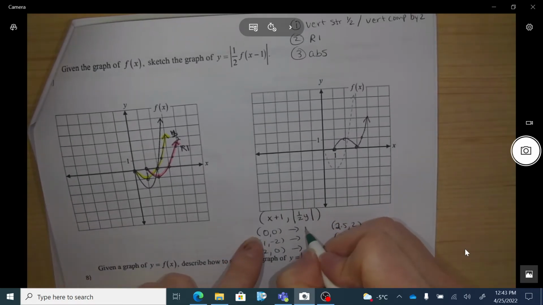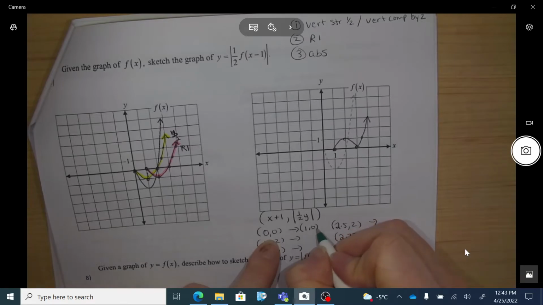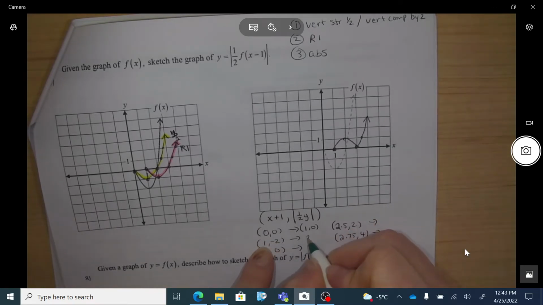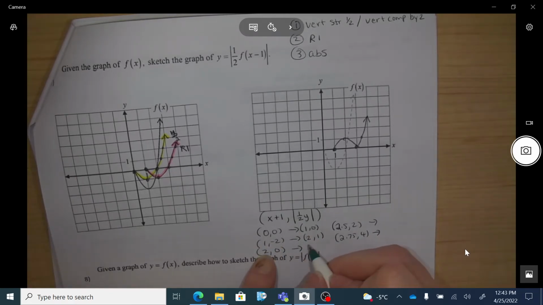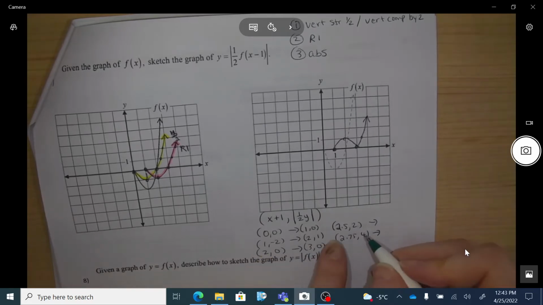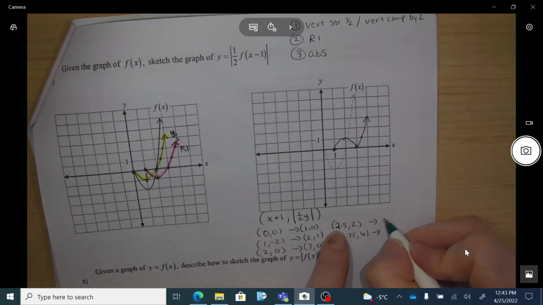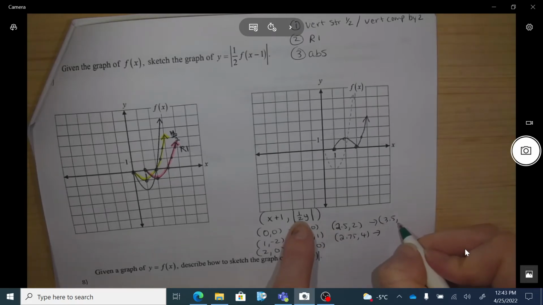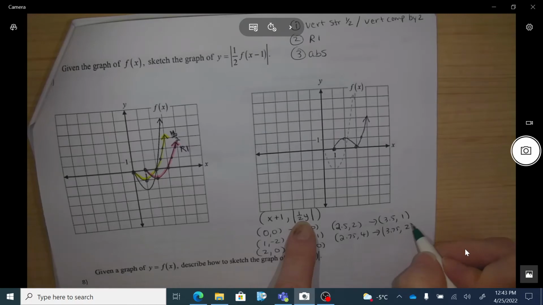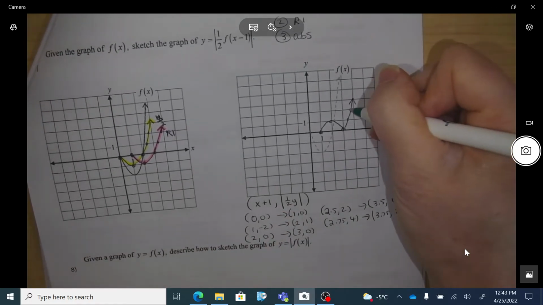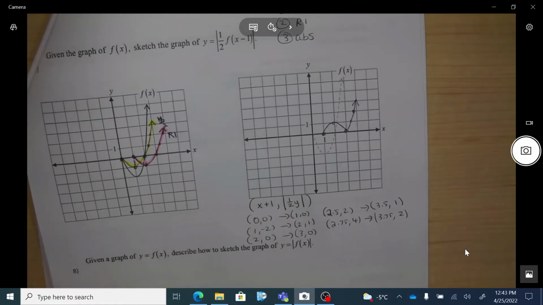So this would go 1, comma 0. This would be 2, comma. Half of that is negative 1 and then turns into a positive 1. 3, comma 0. So this would be 3.5, comma. Half is 1 but stays at 1. And then this would be 3.75, comma. Half of that's 2 but stays at 2. So those points turned up.